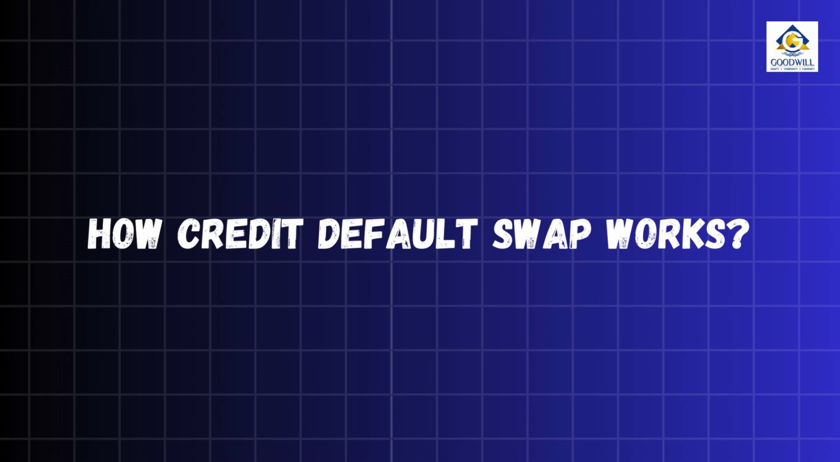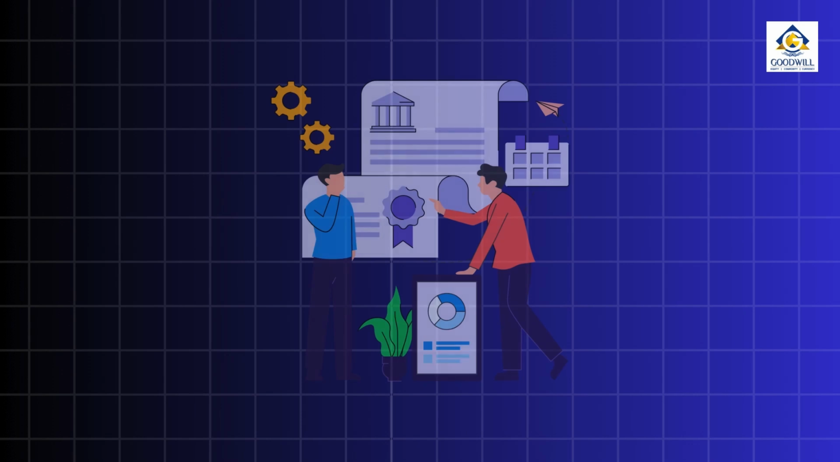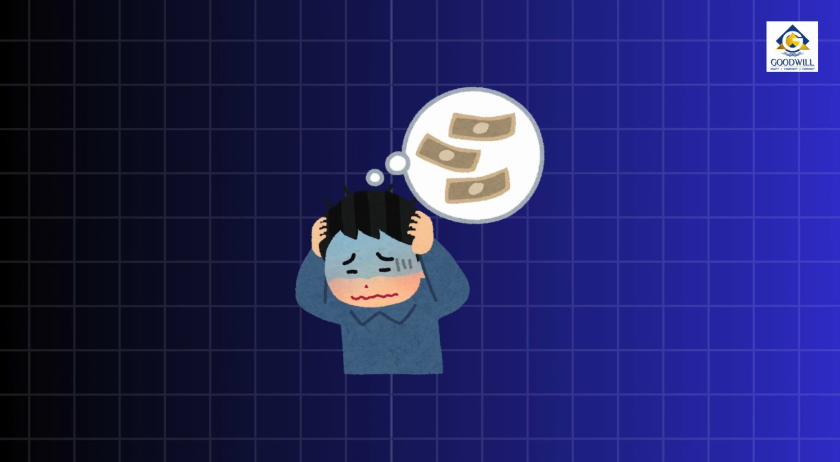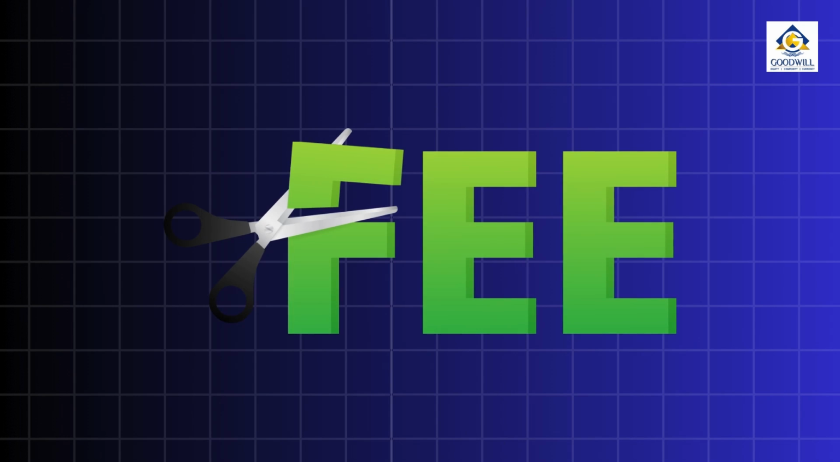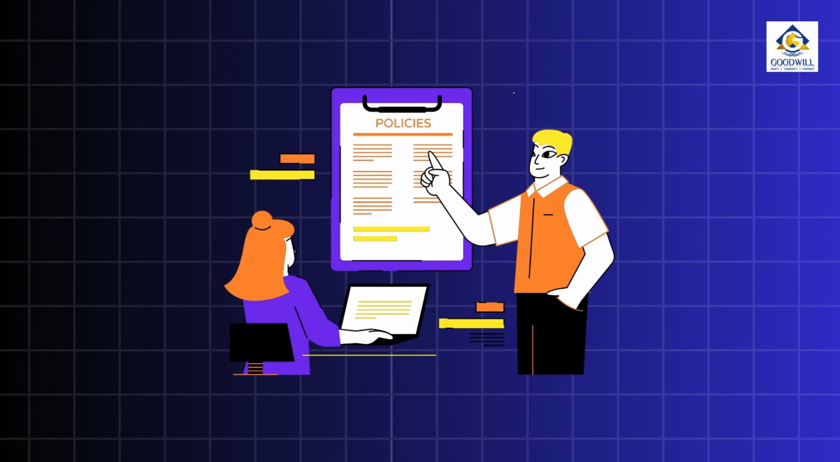How does a CDS work? Let's simplify this with an example. Imagine you've invested in a company's bonds, but you're worried they might default on their debt. You can buy a CDS from a financial institution. You pay them a regular fee, and if the company defaults, the institution will compensate you for your loss.